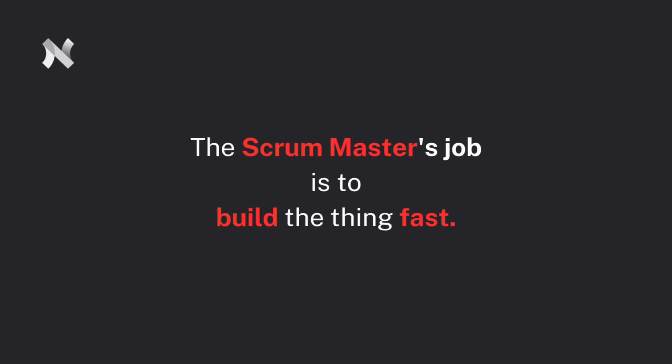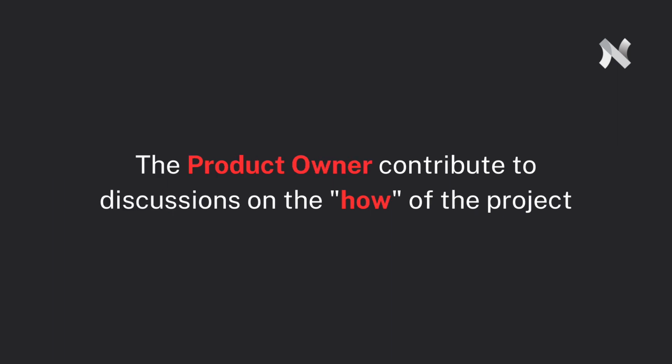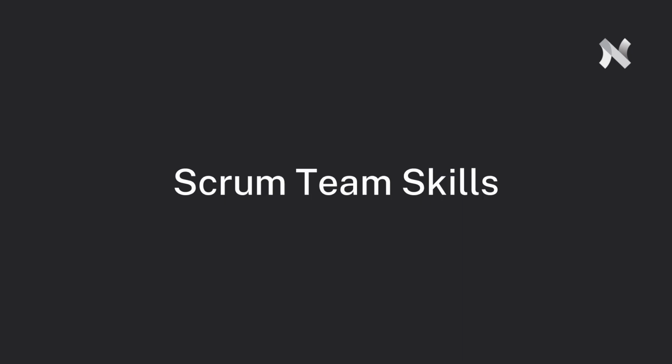Although there are clearly defined roles on a Scrum team, it's important to note that the entire team works together to achieve its goals. In other words, although there are specific expectations for each role, the development team may still contribute ideas for the what and the when of a project, while the product owner may contribute to discussions on the how of the project. As a collective, Scrum teams must exhibit a few specific skills. The Scrum Guide details these skills as follows.